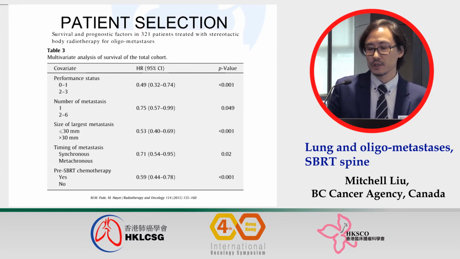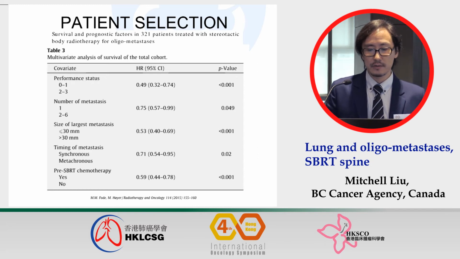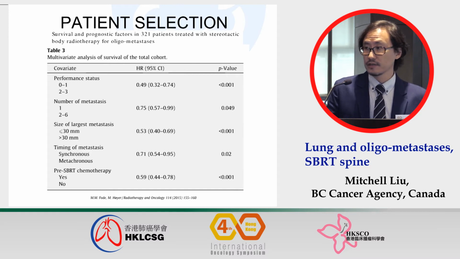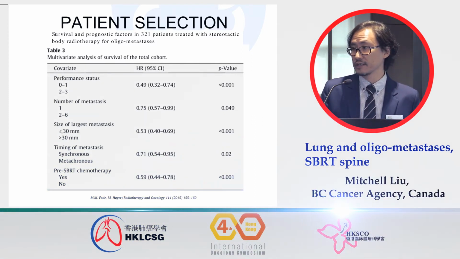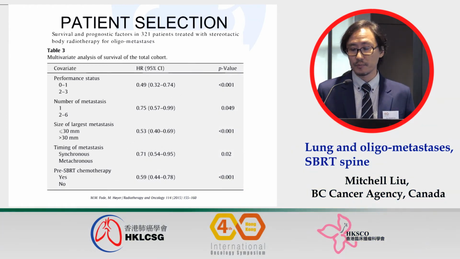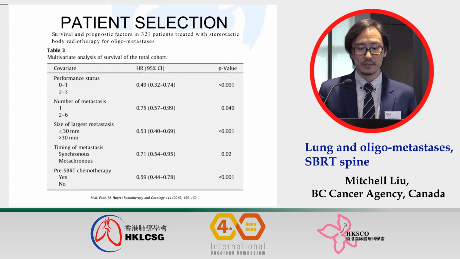So how do we select patients good for oligometastatic treatment? A lot of studies have been done, and in these studies, they noticed that a couple of factors were identified, including good performance status, low number of metastases, and small size of metastases. The timing of metastases is important too. Synchronous is usually worse than metachronous for an obvious reason, because for synchronous disease, you have to get rid of both the primary disease as well as the metastatic disease, while for metachronous, usually the primary tumor has been treated already. So logically speaking, metachronous is usually better than synchronous.